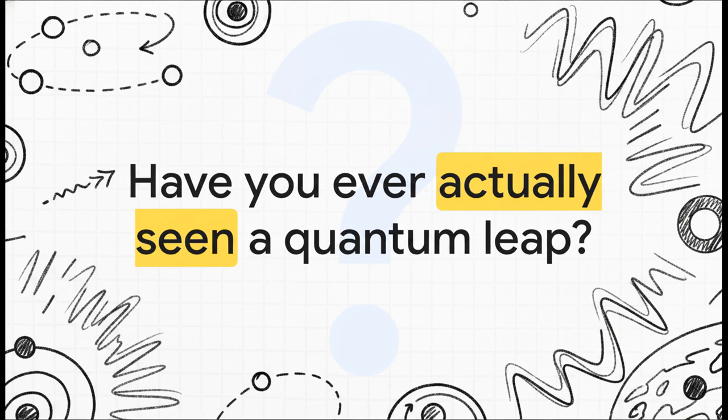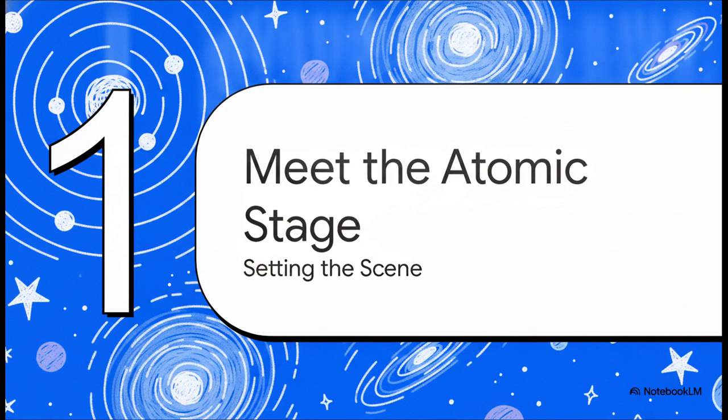So, let me ask you this. Have you ever actually seen a quantum leap? Well, probably not, because these events happen at a scale and a speed that completely defy human perception. We really only know they happen because of the macroscopic effects they leave behind. But today, we're zooming all the way in. We are going to look at the exact anatomy of a single split-second event to see exactly how an atom absorbs light.